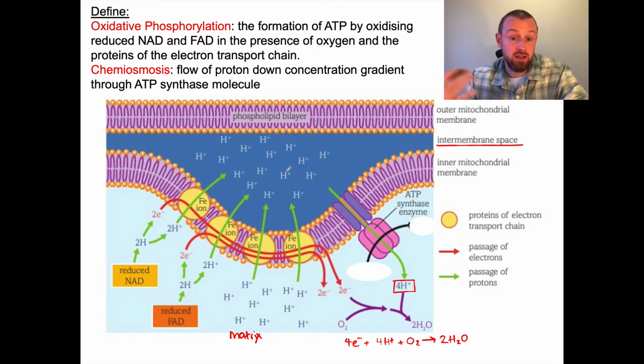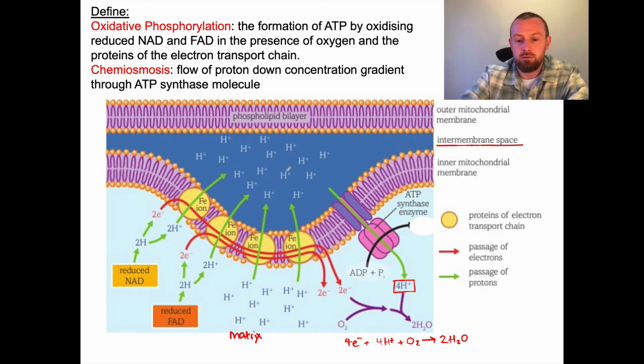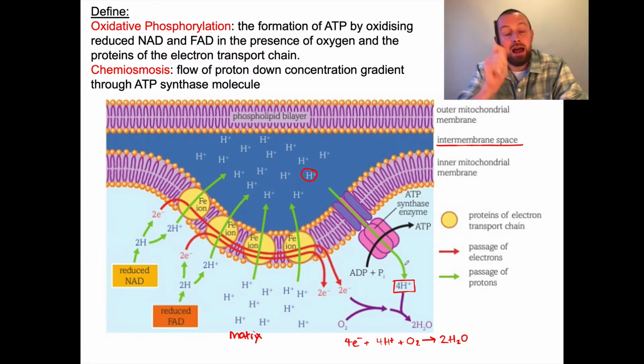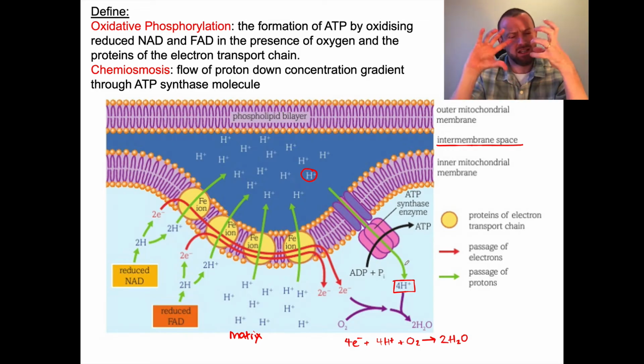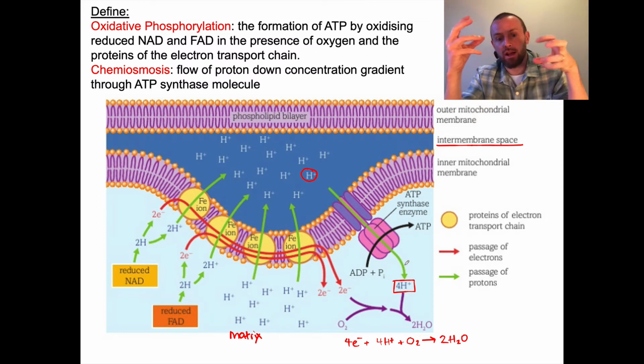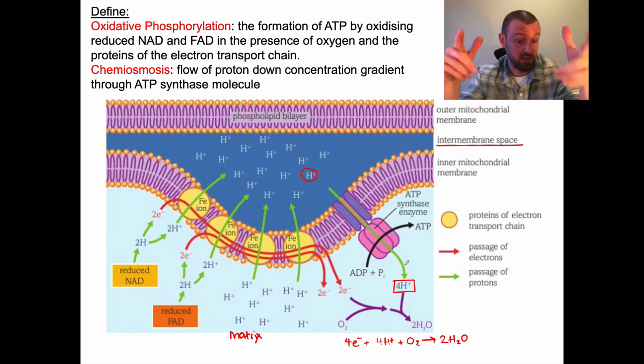Now that gradient represents energy. It's a store of energy in the gradient, and that gradient can then be used to power this amazing enzyme. As these protons, these H+, flow down this channel, this is a little pore that can allow H+ to flow down, it spins and ATP is made. We're going to do a little bit more on that later, but the first thing I want to show you is an animation of this whole process, okay? Because I think it's really important that you understand conceptually how it's occurring and see it for yourself. So let's go to that now.